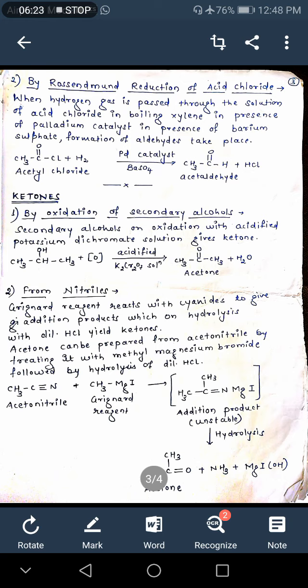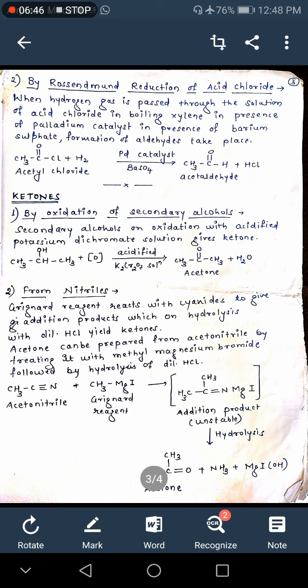You have to do this. In your syllabus, the preparation of aldehyde from acid chloride and the preparation of ketone from nitrile are given, okay, but still we are adding one oxidation reaction also.